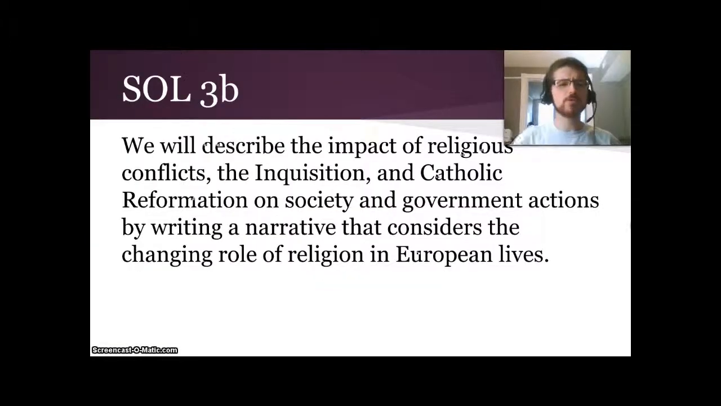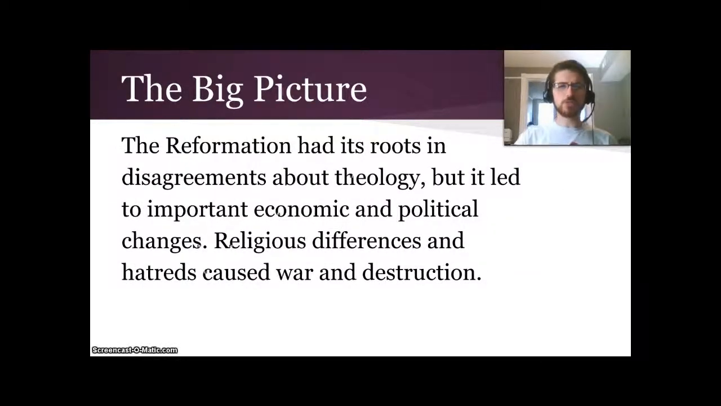In SOL 3b, we will describe the impact of religious conflicts, the Inquisition, and Catholic Reformation on society and government actions by writing a narrative that considers the changing role of religion in Europeans' lives. The big picture is that the Reformation had its roots in disagreements about theology, but it led to important economic and political changes. Religious differences and hatreds caused war and destruction during this time period as well.